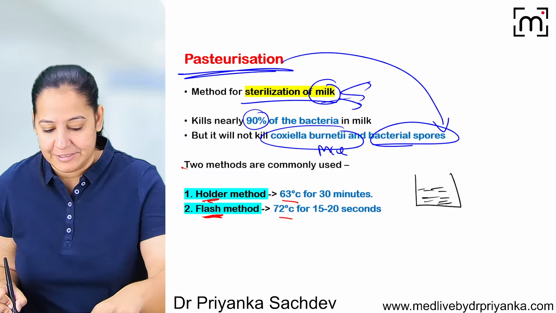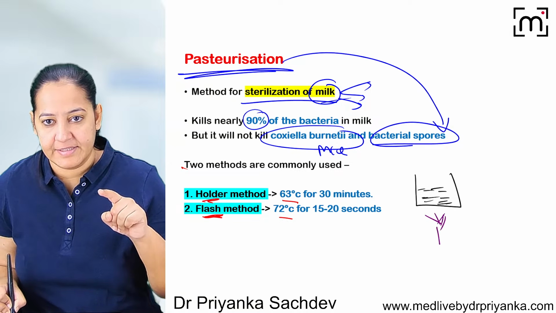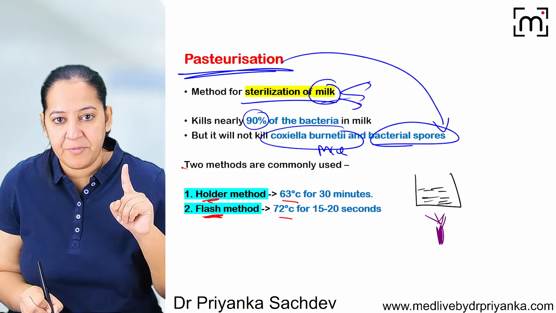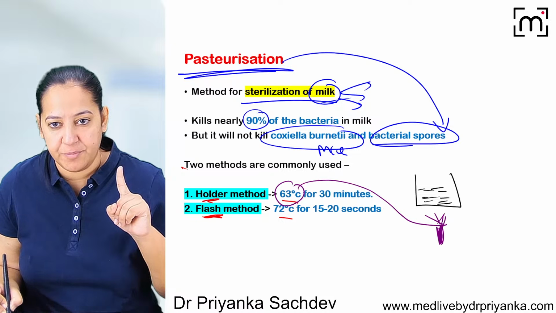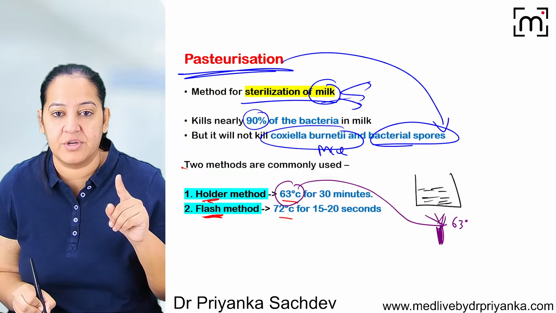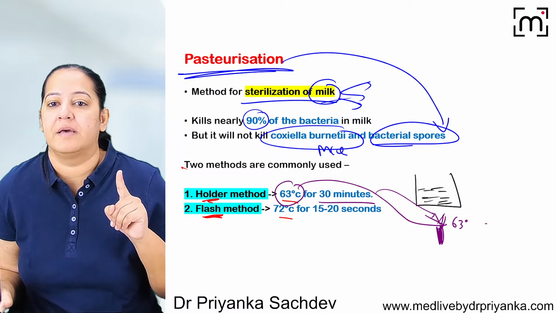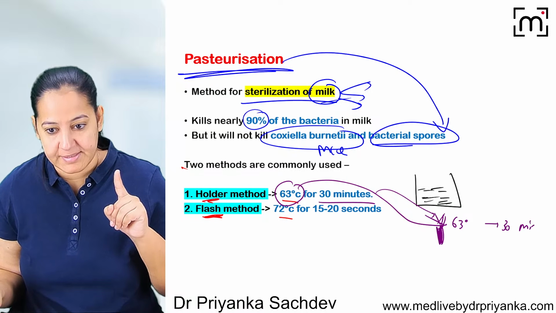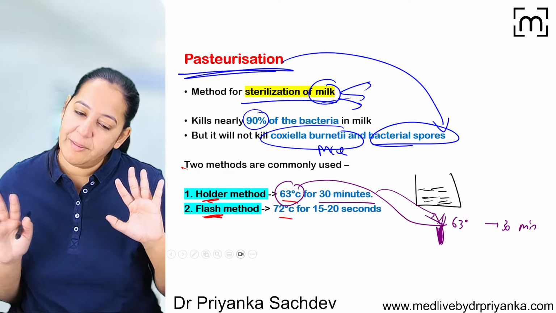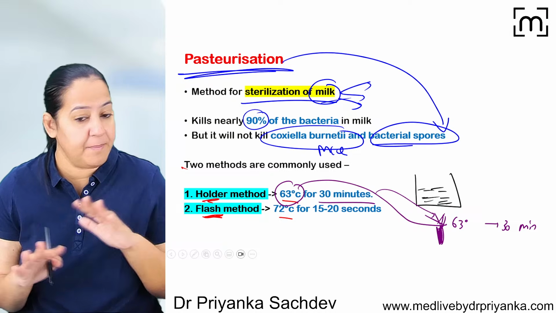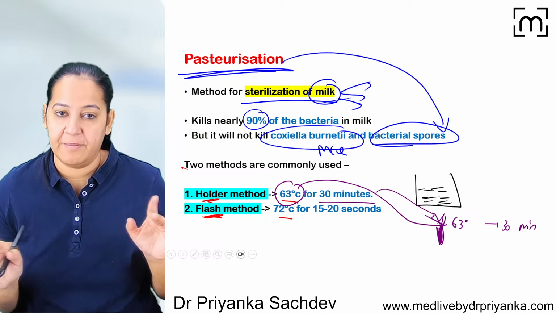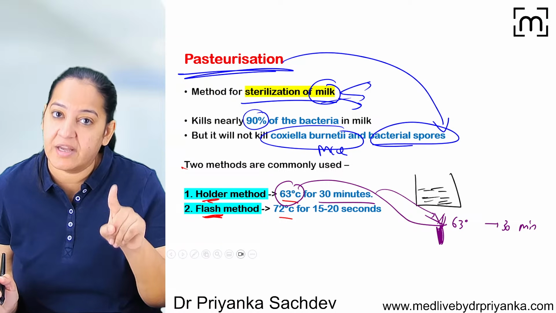So I start heating it. The temperature is 63 degrees. I should heat it at 63 degrees for half an hour, 30 minutes. If I do so for 30 minutes, it will get pasteurized. All the bacteria will get killed except Coxiella burnetii, but spores are not killed. So this method is completed at 63 degrees for 30 minutes.